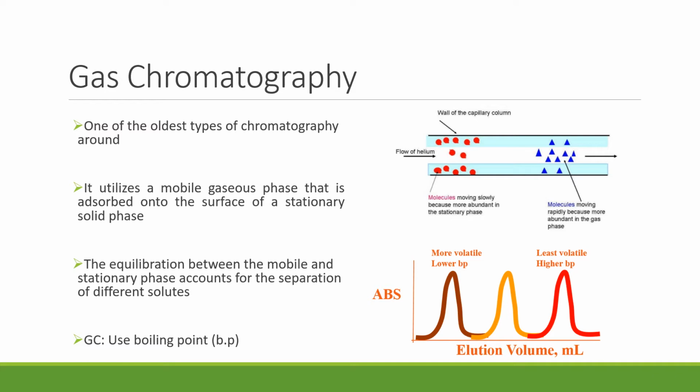If the compound has a low boiling point, it easily stays in the gas phase and will therefore move quicker through the column. And if it has a high boiling point, it will not easily slip into that gas phase, causing it to interact more with the stationary phase and therefore move slower through the column.